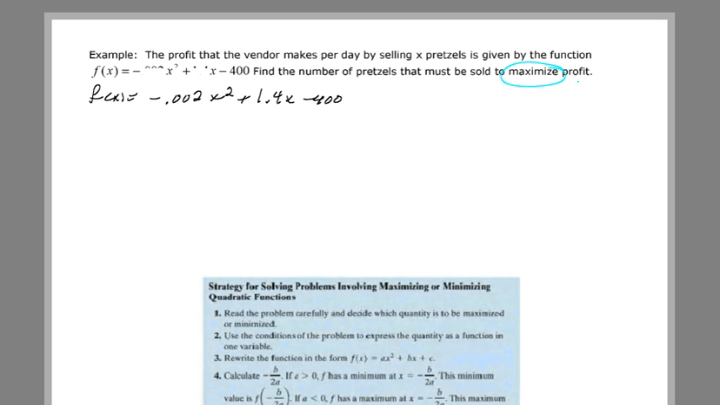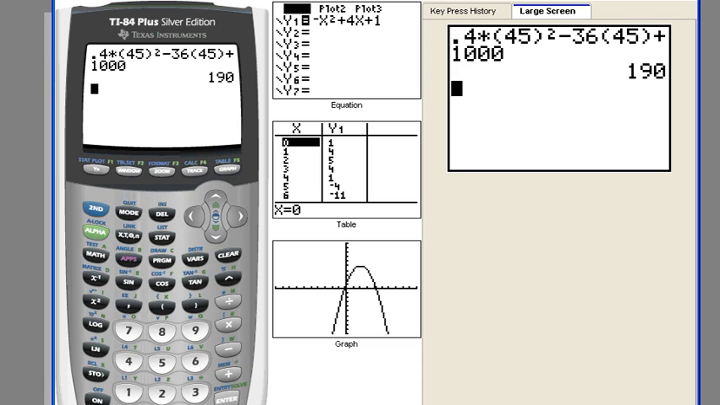So we want to maximize profit, which means we want to find the vertex. And because it's in this format, we're going to need to use the x value for negative b over 2a, plug it in to find the y value. So let's work on the vertex. Negative b over 2a is going to be negative 1.4 over 2 times negative 0.002. So there's negative b over 2 times a. Well, let's calculate that.